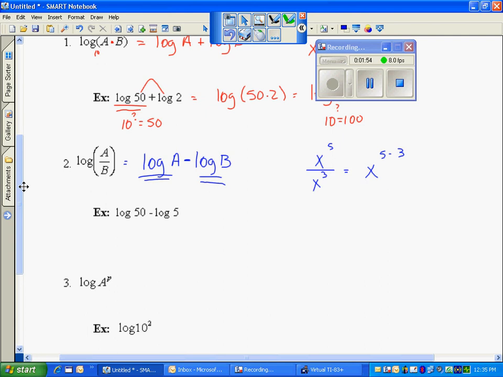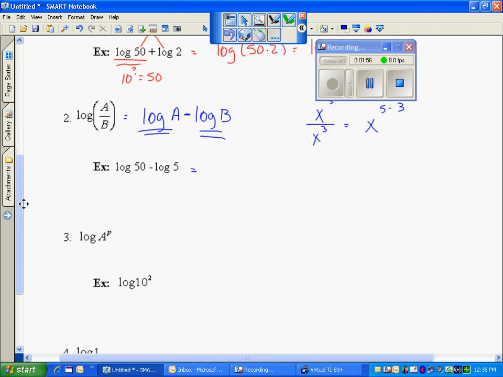So again, to show you an application of this and how it works, again, I don't know what the exponent on 10 is such that I get 50, or the exponent on 10 that I get 5. But this subtraction sign says I can merge those together and get 50 divided by 5, which would reduce to log of 10. So what is the exponent on base 10 such that I get 10? That value would be 1.